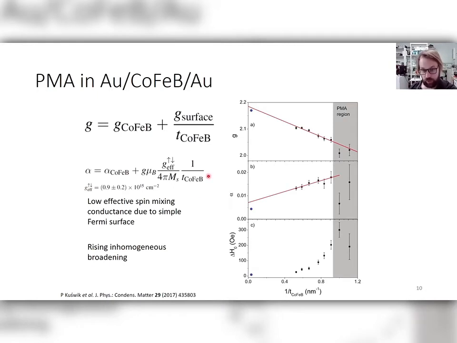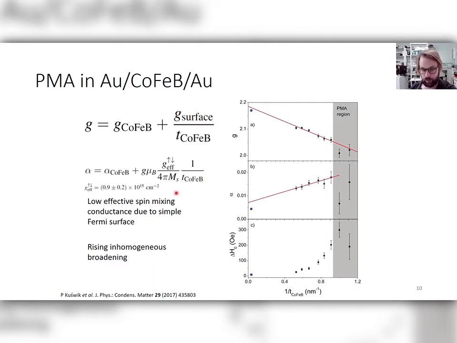We also studied this film using broadband ferromagnetic resonance, and we were able to measure the g factor, damping, and also the delta H0 parameter. We found that both the g factor and damping scale with the inverse of cobalt iron boron thickness. This suggests that there is some surface contribution to the g factor.